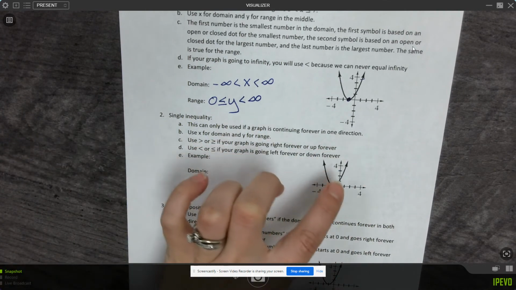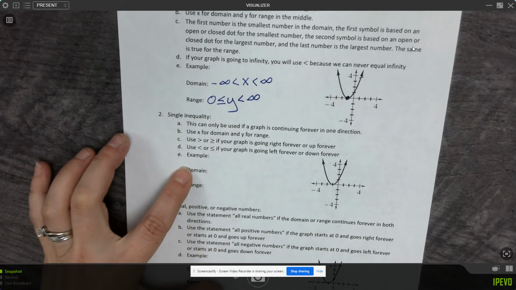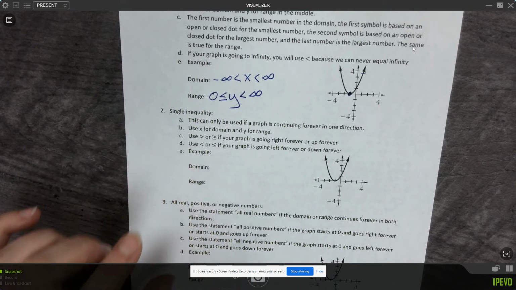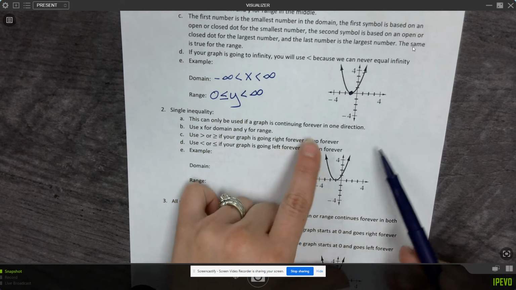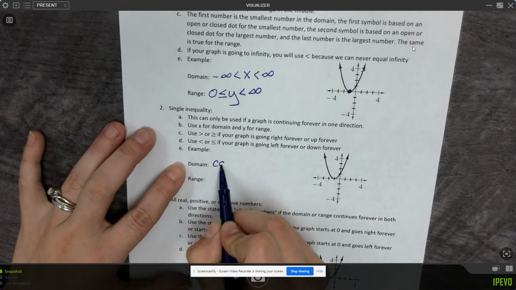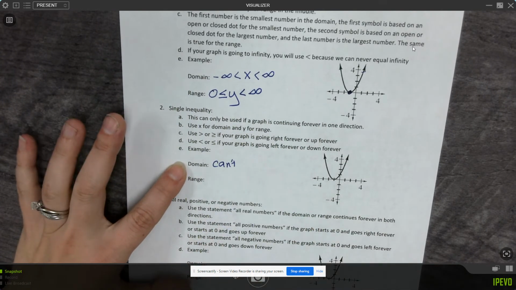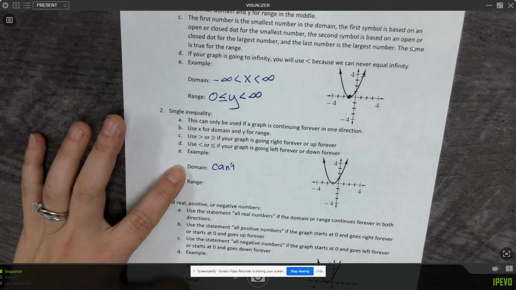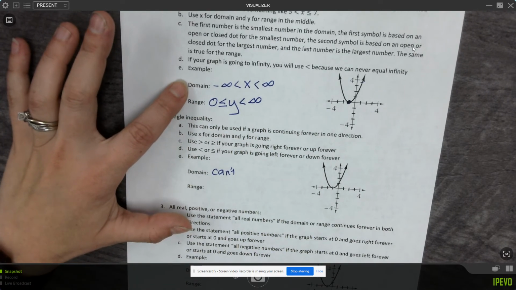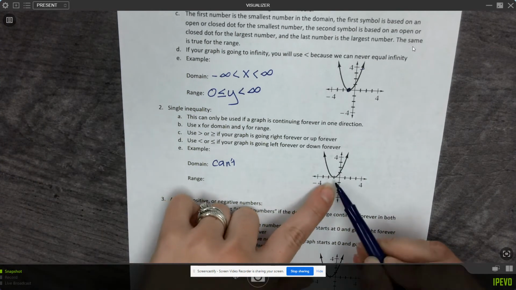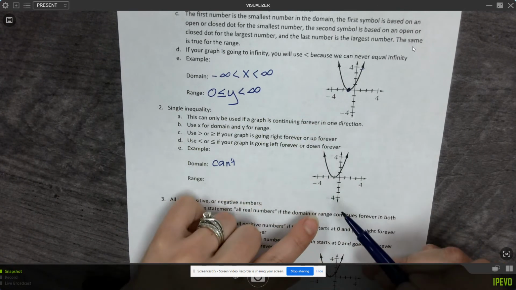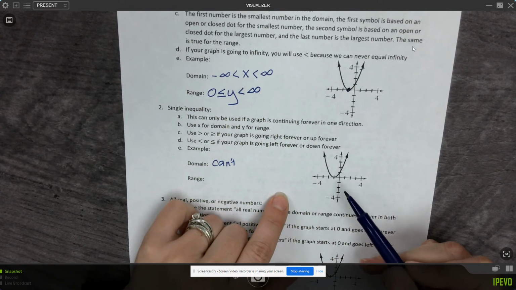So once again, same graph. Let's look at how this one would work. Domain. If we are continuing to the left only forever, or the right only forever. But in this graph, we are going left and right forever in both directions. So I can't write the domain in this method. So the only method so far for the domain is this way. Now the range. Our graph is going up forever, but it's not going down forever. So I can use this inequality.